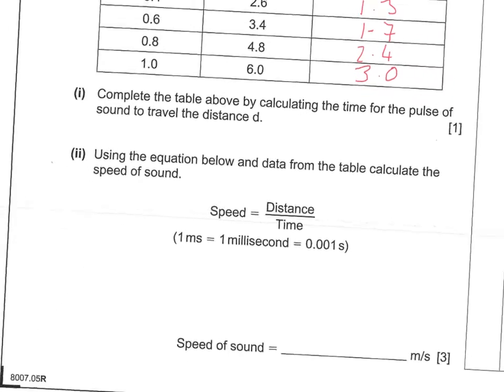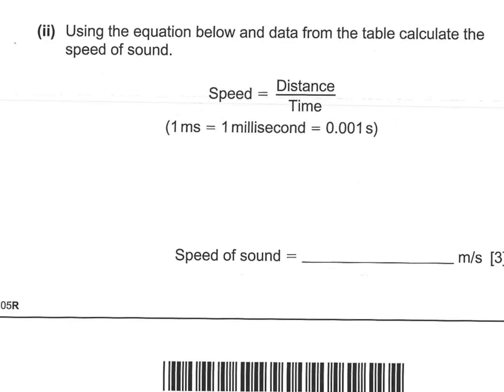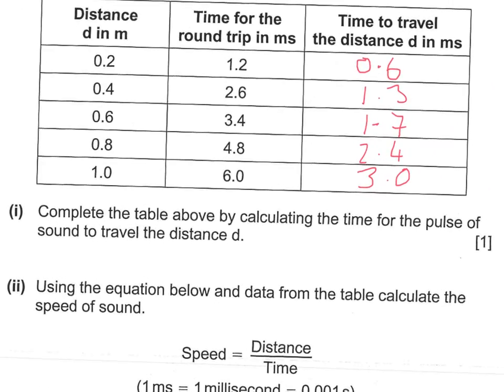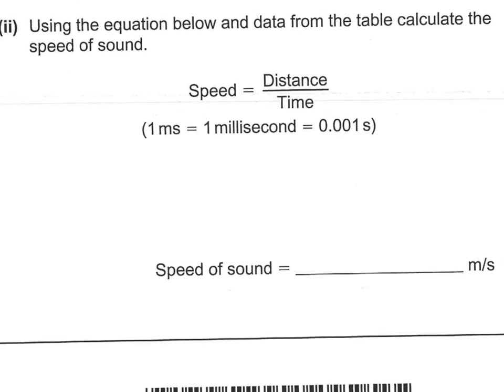So we're told that 1 millisecond is equivalent to 0.001 of a second. And so we take some data from the table. Probably the biggest numbers would be the best. So if we take that distance of 1 meter and the time to travel, that is 3 milliseconds. Speed is distance over time. 1 meter divided by 0.003 of a second, giving us 333 meters per second.